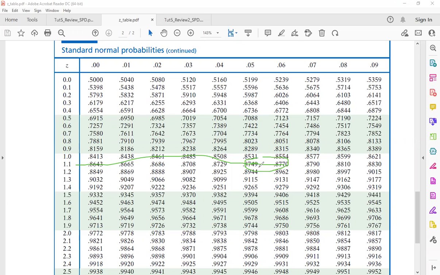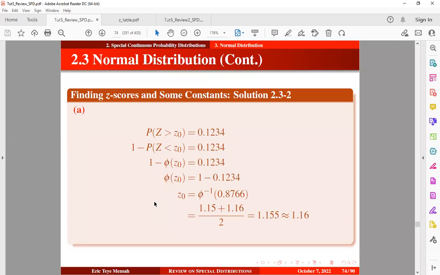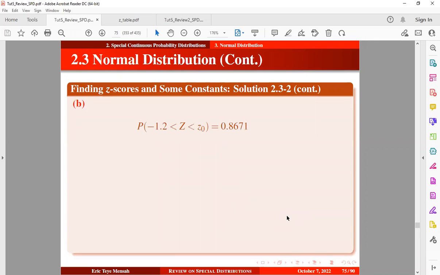0.8766 is between these two values. So we'll take the average of the corresponding z-scores, 1.15 and 1.16. Let me erase this. Let's go back to our slide now. Once you take the average, you get the corresponding z-score. All right, let's take a look at the second part.